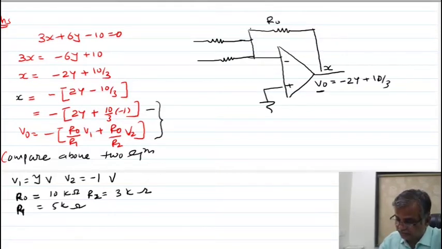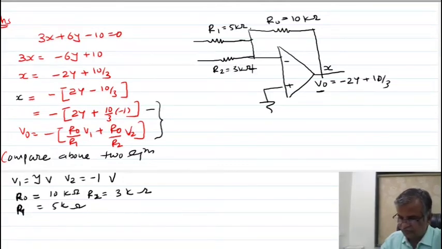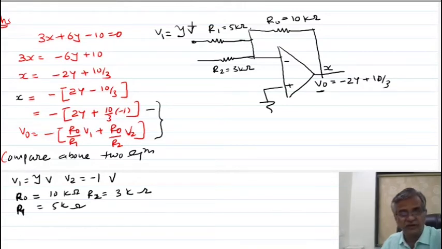Now this is connected like this. What is Ro? Ro is 10 kilo ohm you have taken. What is R1 you have taken? It is 5 kilo ohm. What is R2 you have taken? It is 3 kilo ohm. What is V1? V1 is nothing but the Y you can write. This is your Y volt. So here I have to give V2 is equal to minus 1 volt. Sir, how can you give?